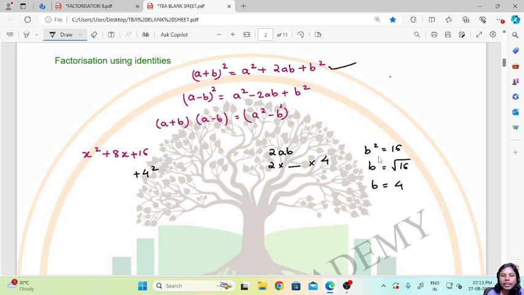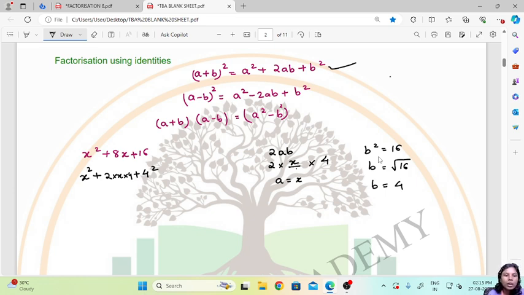Now 4 twos are 8. So what is remaining here? 8 we already have, x is remaining, so our a is x. So this can be written as 2 into x into 4. And last we have the a square, and we have said a is x, so this goes as x square.